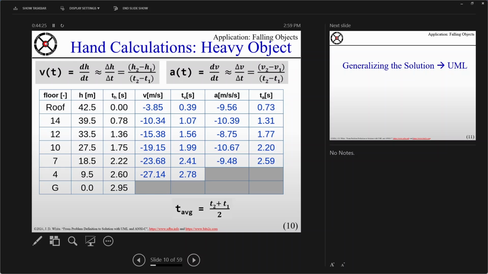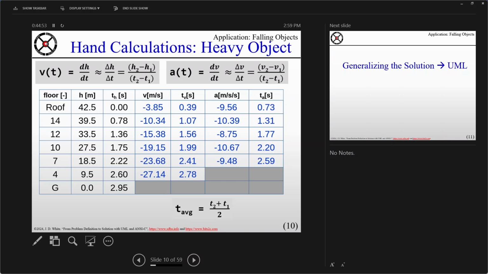Now, as you can see, when I do the acceleration, it's the same calculation, so I can use the exact same program when I have the velocity and time to calculate the acceleration. So I could use the same program. I can run the program twice: one time to calculate the velocities, one time to calculate the accelerations. So that would be basically my final UML for the first case.